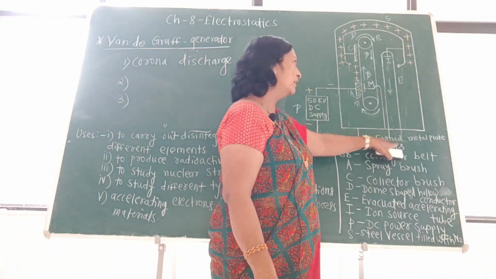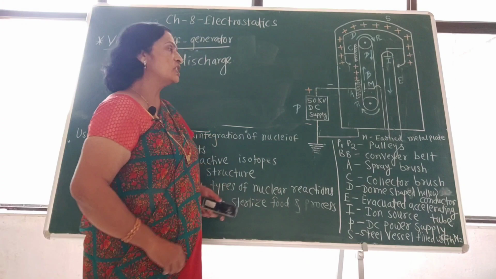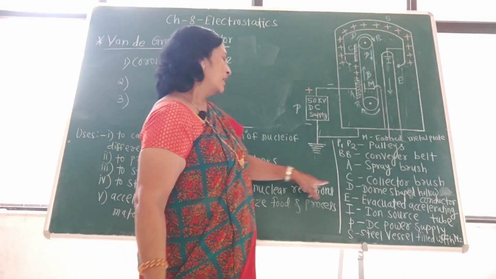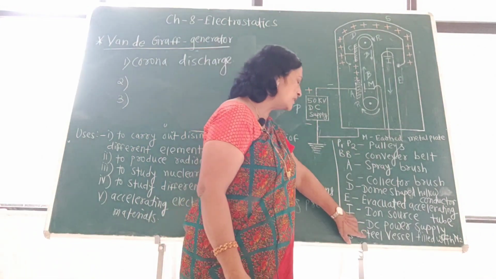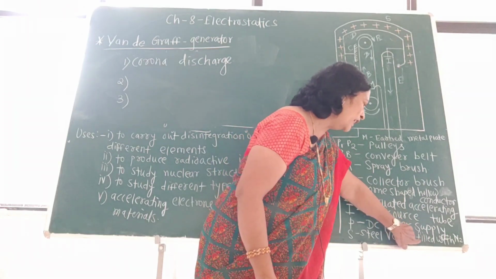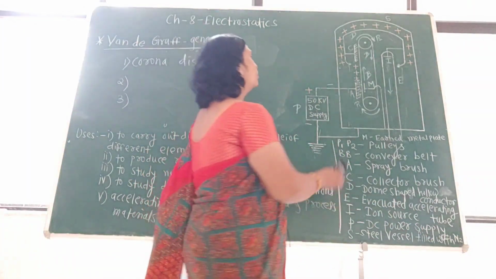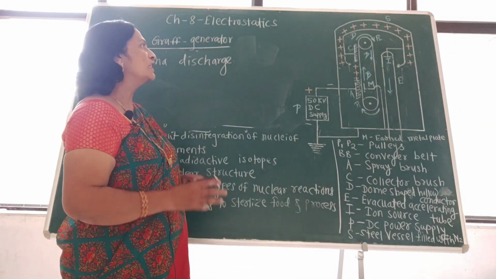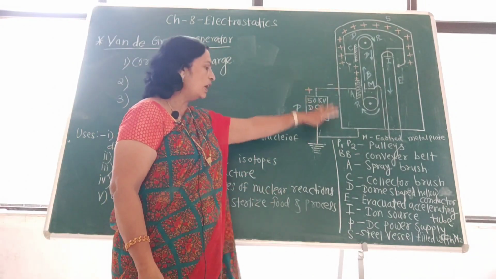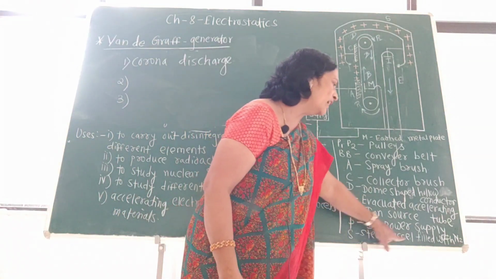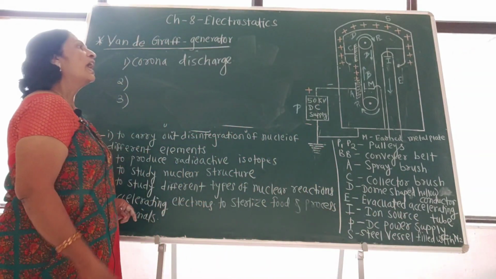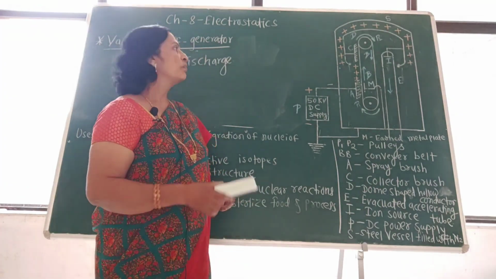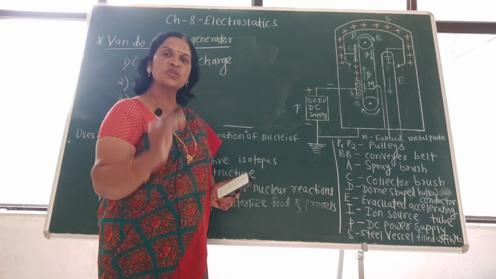To prevent leakage, this whole arrangement is placed in S, a steel vessel filled with nitrogen. These high charges are risky to handle, so to prevent the spreading of charges, the whole arrangement is fitted in a steel vessel filled with nitrogen at very high pressure, mixed with freon gas, and that produces perfect insulation.